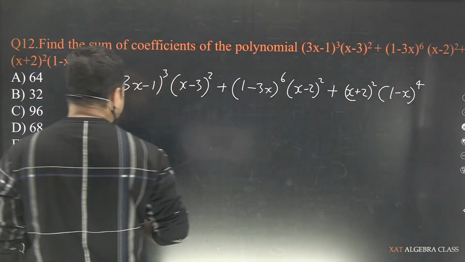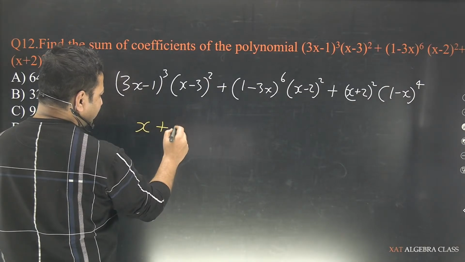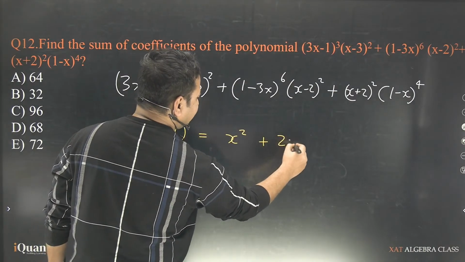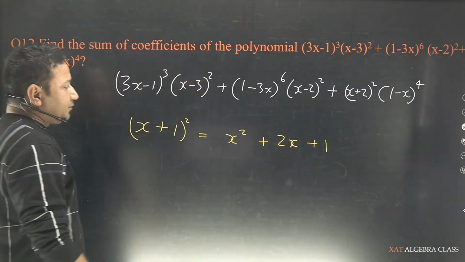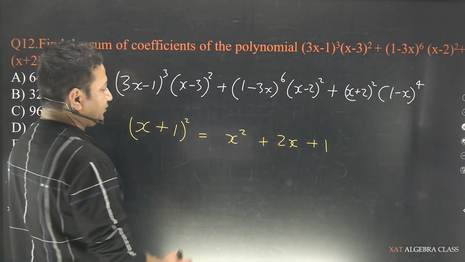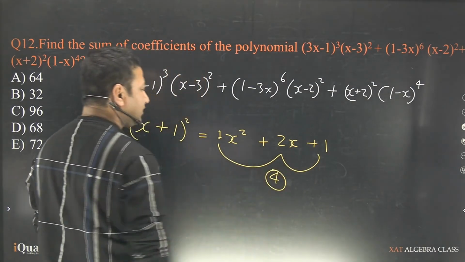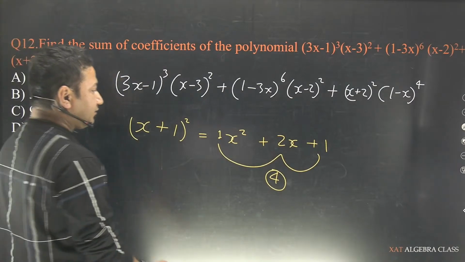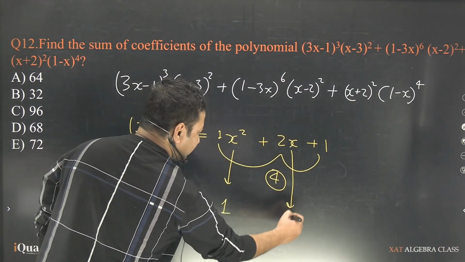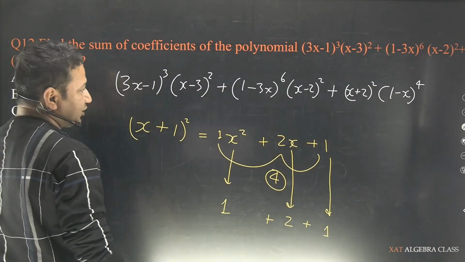Tell me, what is the value of x plus 1 whole square? It's x square plus 2x plus 1. Everybody knows this. What if I ask, what is the sum of coefficients of this expression? You will say, okay, here it is 1. So 1 plus 2 plus 1, you will just say 4 is the answer. So what are you trying to extract from this? 1 from this, 2 from this, 1, and you add them all. This is what you are doing, isn't it?